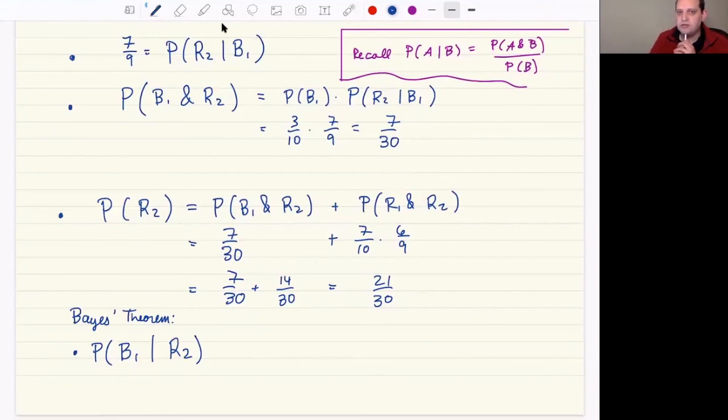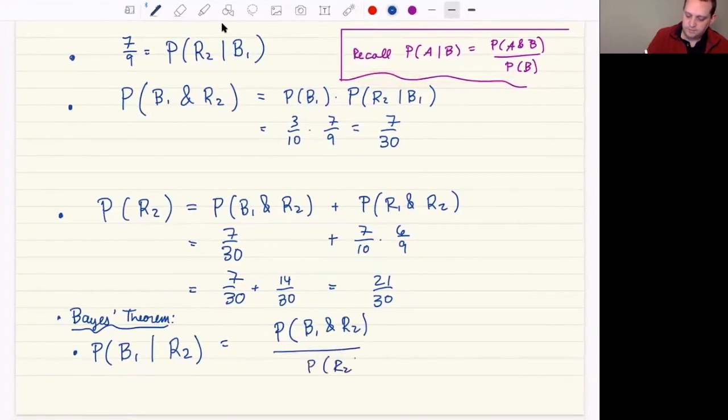We'll talk about Bayes' theorem in a second, and I'm going to wait to formally define that. But there's a reason why we want to talk about this. I want to think about a few things. One is I can just think about it straightforwardly, we can just use our formula that we have, probability of A given B. So this is going to be the probability of B1 and R2 divided by the probability of R2. And we've already computed these numbers. We can just plug them in.